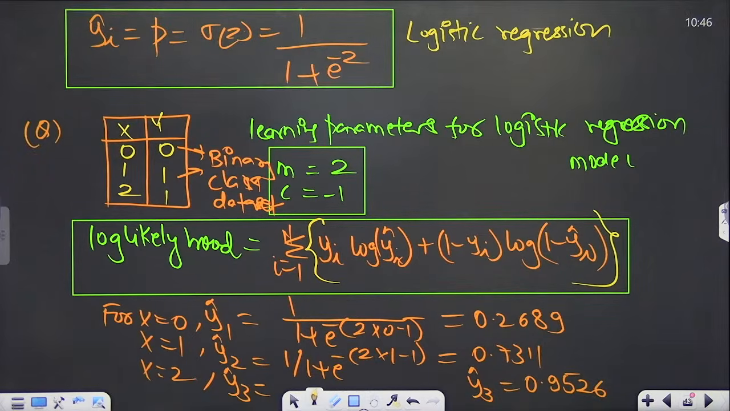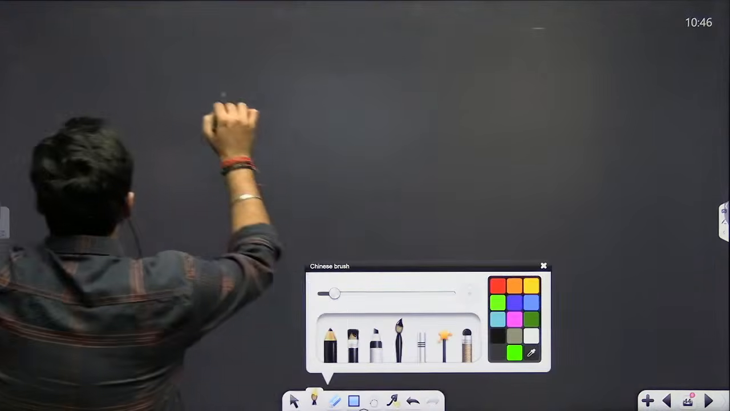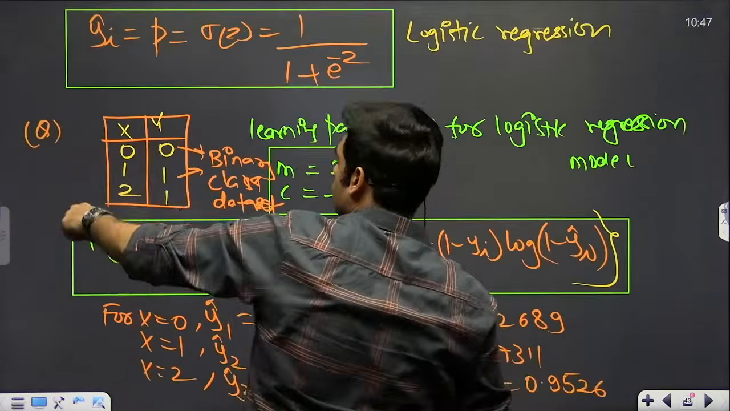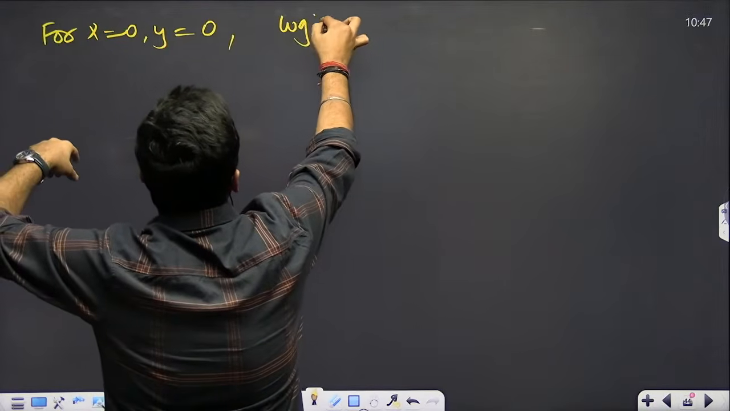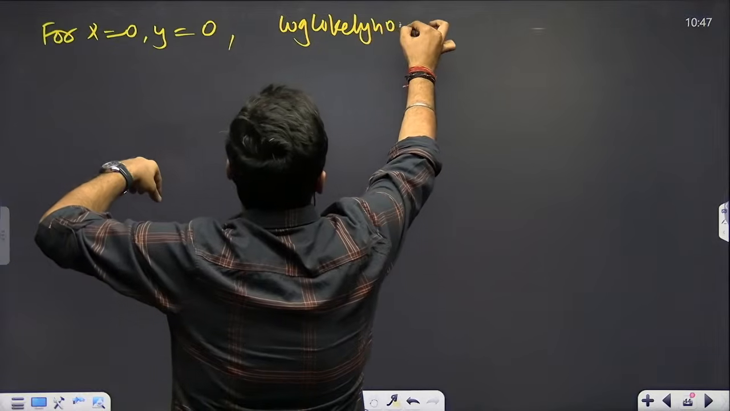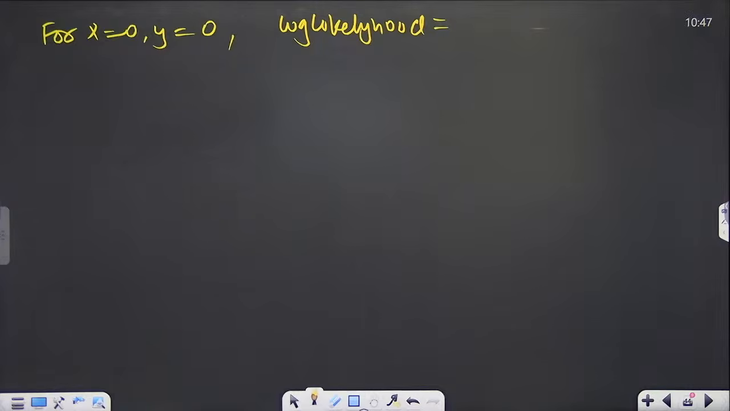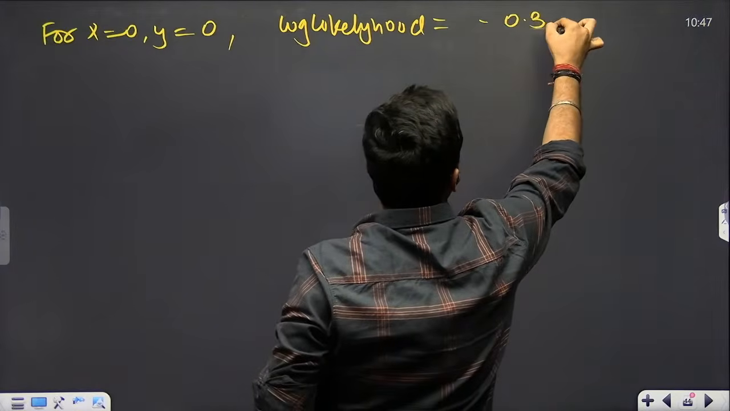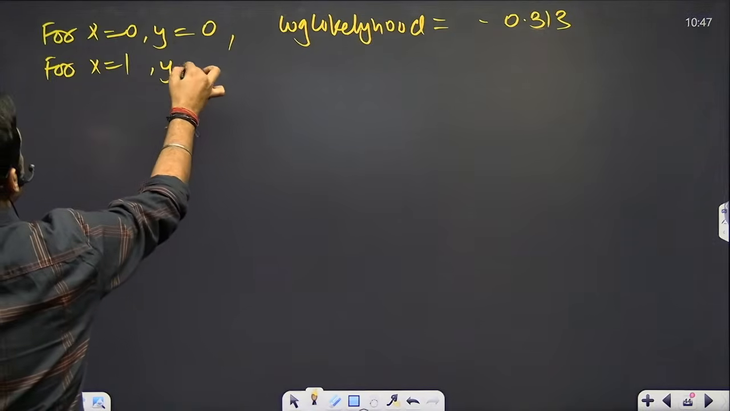So you would be getting negative of 0.313 for the first data point, for x equals to 0 and y equals to 0. So the log likelihood for this you would be getting as negative of 0.313. Similarly for x equals to 1, y equals to 1.